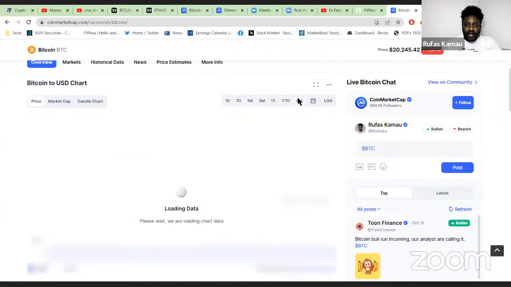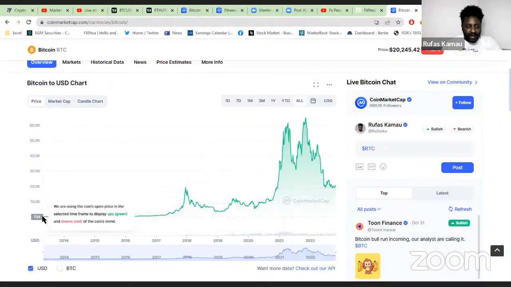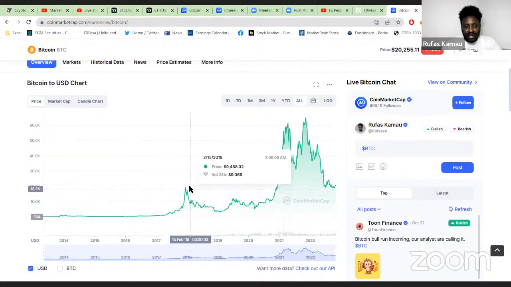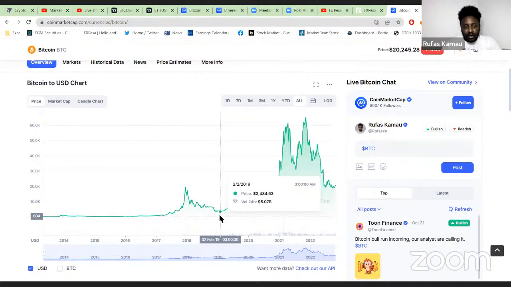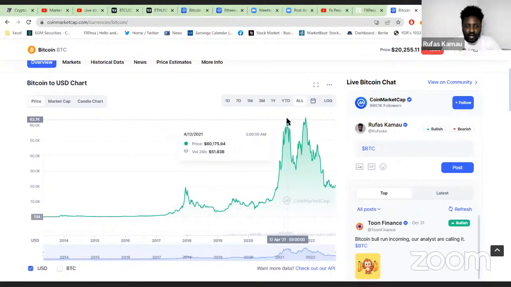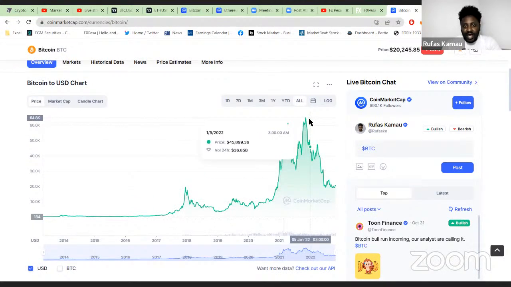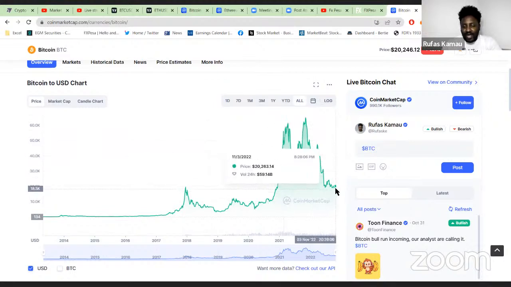So if you look at all price levels since they started tracking this data all the way back in 2013, then you can see the biggest spike happened in 2018. We went all the way up to around $20,000. Price crashed all the way down to around $3,400. Then rallied all the way up, got to around $60,000, dropped to around 30K, went up to around $69,000, and then crashed all the way down. And this is the price level we are having.